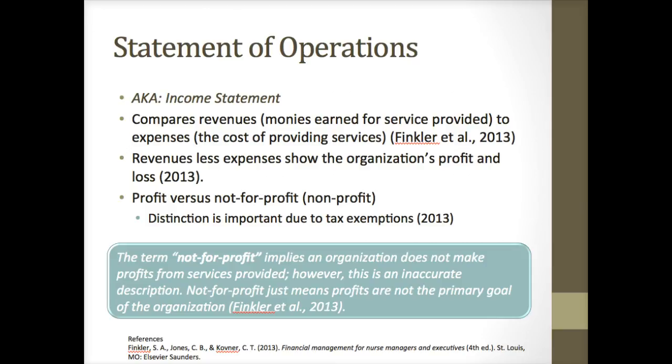Profit versus non-profit. This is a distinction that is important due to tax exemptions. The term not-for-profit implies an organization does not make profits from services provided. However, that is actually an inaccurate definition or description. Not-for-profit simply means profits are not the primary goal of the organization.